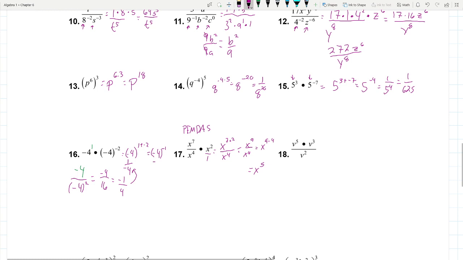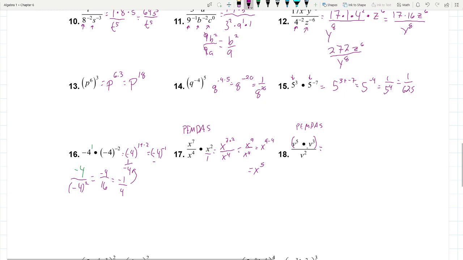All right, let's go to number 18. Number 18, we have y to the fifth times y to the third over y squared. Again, follow PEMDAS. And this one actually has a specific PEMDAS to it that you might not inherently know, in that this top actually has a set of parentheses around it. And so that tells you, if you can, address the top first.